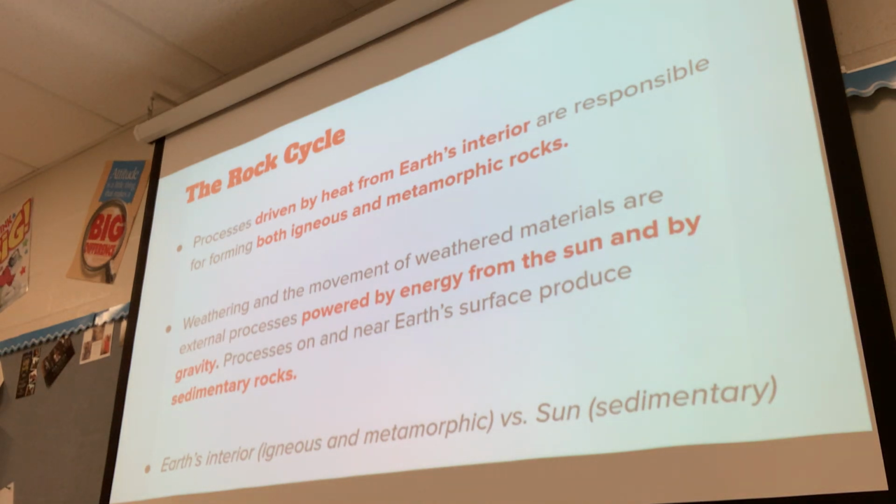So the rock cycle is driven by heat from the Earth's interior, and both igneous and metamorphic rock can be formed as well, powered by energy from the sun and by gravity. So it's a combination of things that is going to help the rocks to form. The pressure and the heat from inside, the rain and the wind from the outside, plants and animals breaking up the rocks and chomping them into bits. All of this is going to assist with this rock cycle.